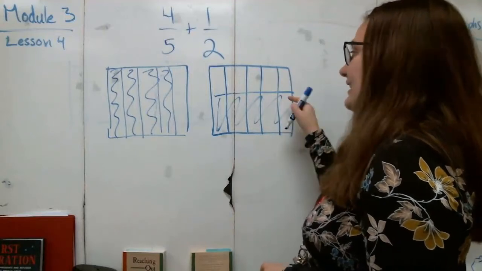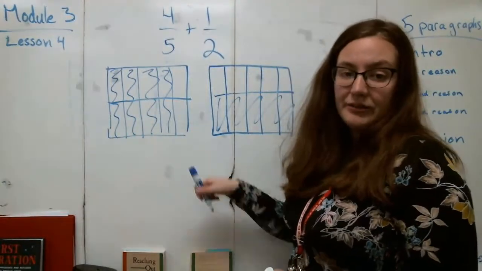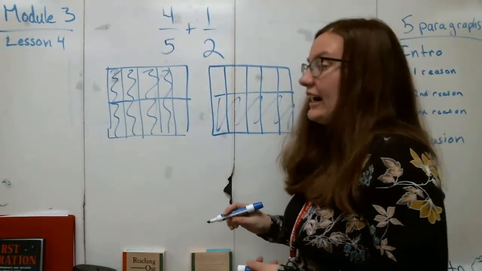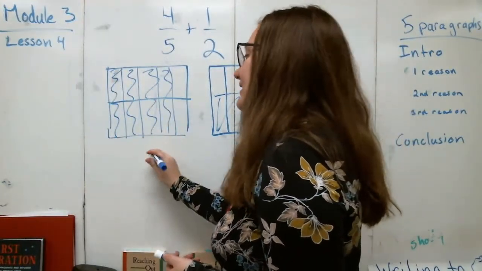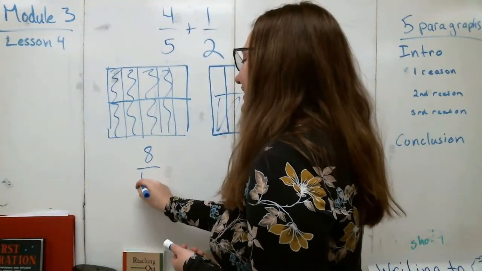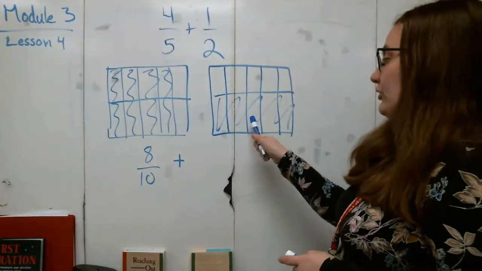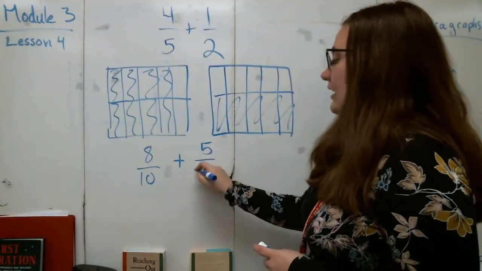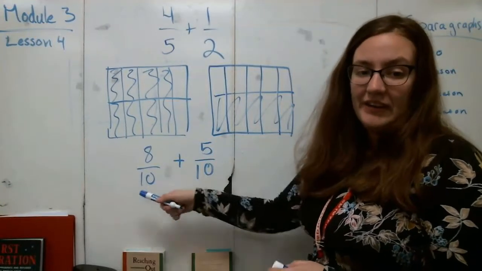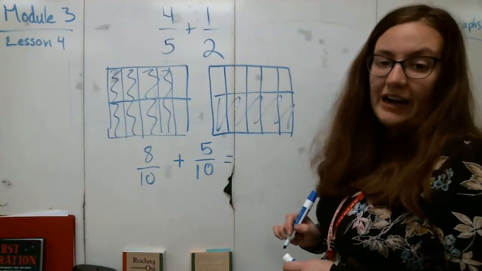And then since I cut this model in half, I'll also cut this model in half. And now I'll need to rewrite the problem with my equivalent fractions. So I have 1, 2, 3, 4, 5, 6, 7, 8. And I have 8/10 plus 1, 2, 3, 4, 5, 5/10. So I have 8/10 plus 5/10. And now I need to add these two fractions together.